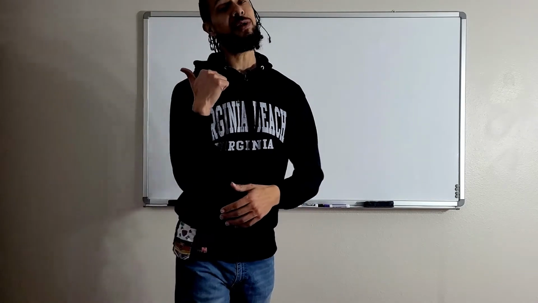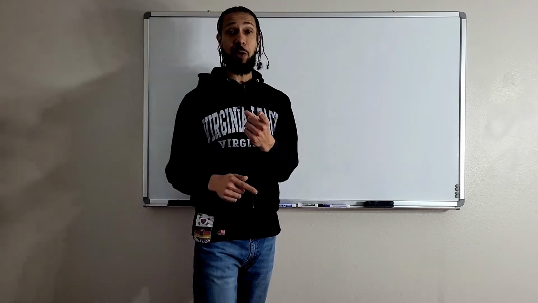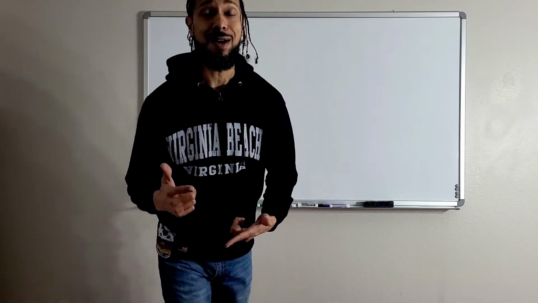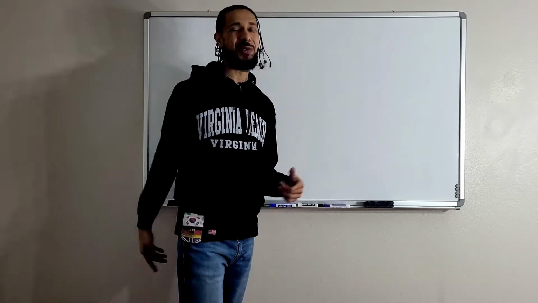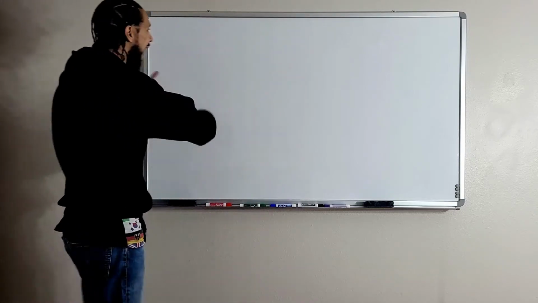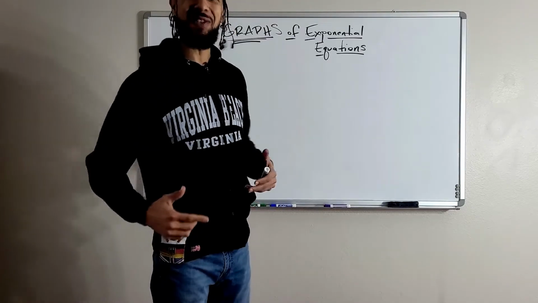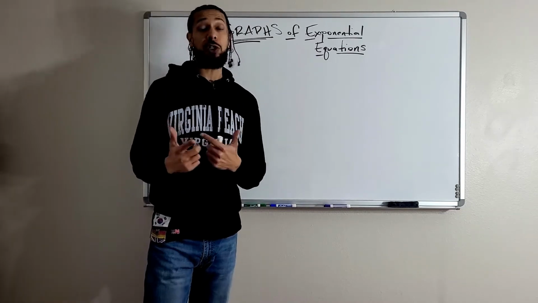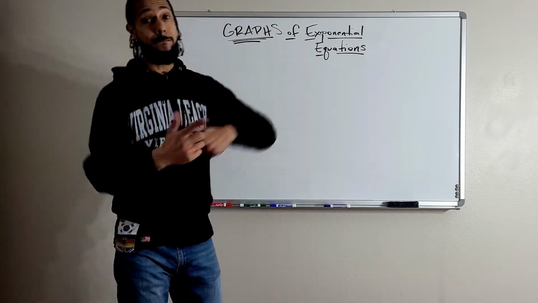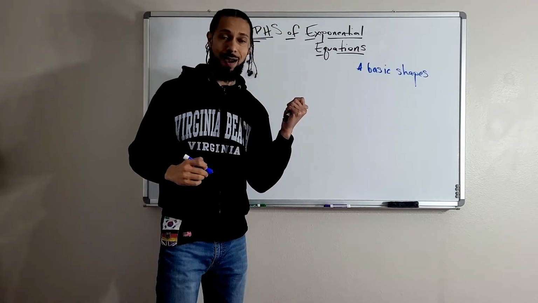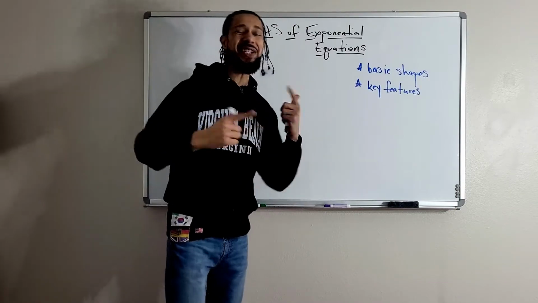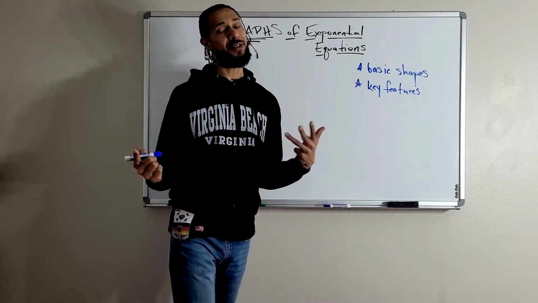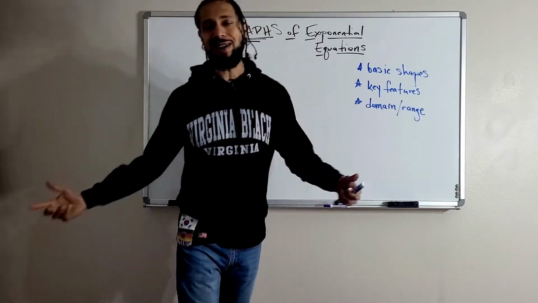So last time we spoke, we were talking about those exponential equations, those exponential functions. Let's get to talking about the graphs. Graphs of exponential equations. So in this video, we're going to talk about a few things. We're going to talk about basic shapes. Also, we're going to talk about key features. And then, of course, if we're talking about graphs, we got to talk about domain and range.